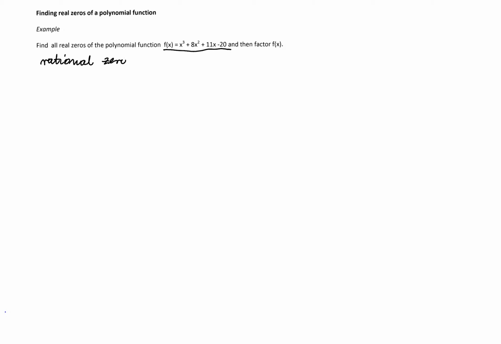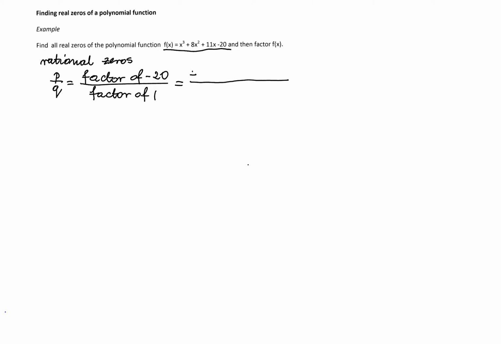The rational zeros theorem is applicable here since the polynomial has integer coefficients. So if there are any rational zeros, they are of the form p over q, where p is a factor of the term a sub 0, which in this case is negative 20, and q is a factor of the leading coefficient, so it is a factor of 1.